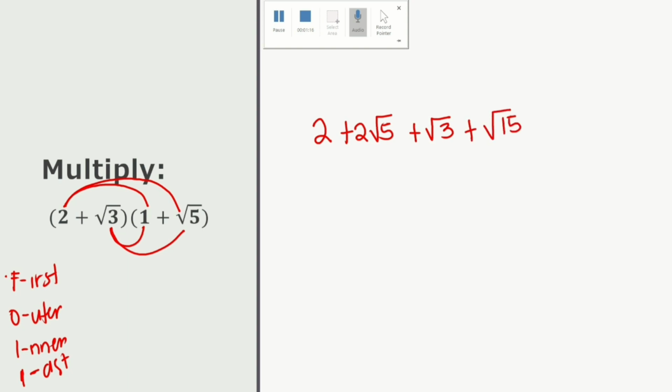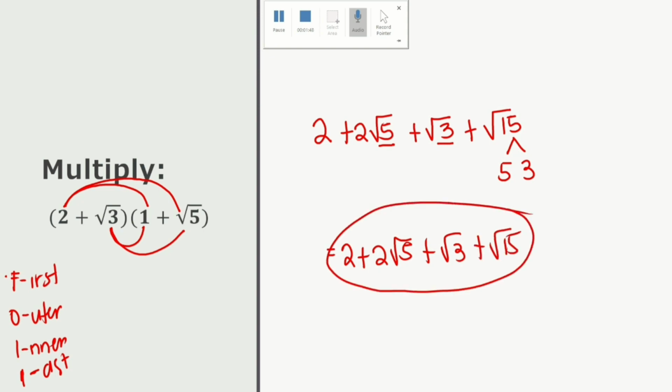Then let's check if we can still simplify those inside the radicand. So square root of 5 is already in simplest form as well as square root of 3. If we will get the factor of 15, that is 5 times 3. So meaning to say this is already in simplest form. So therefore, we cannot combine similar radicals. The answer is 2 plus 2 square root of 5 plus square root of 3 plus square root of 15. And this is now our answer.